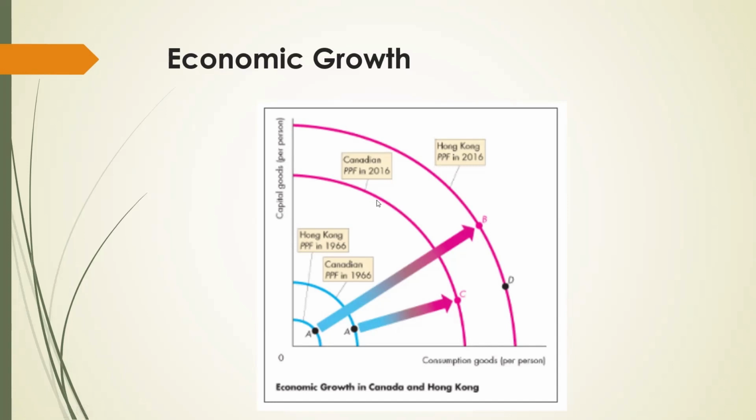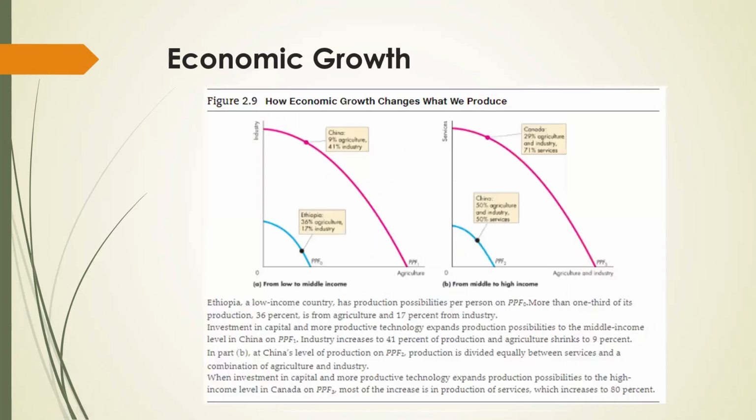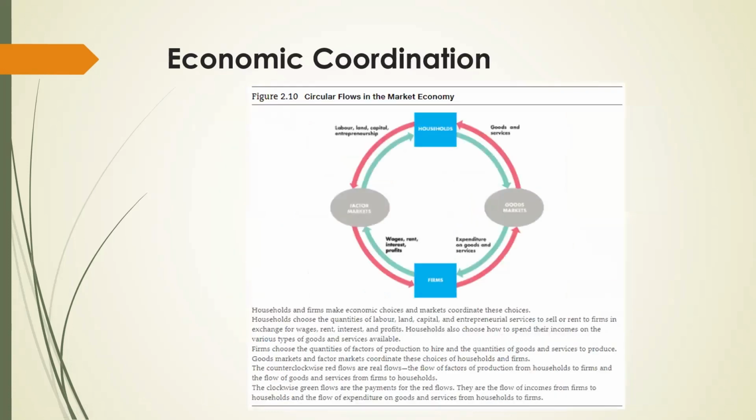As I showed before, if there's economic growth, the PPF shifts out like that. And then to introduce the circular flow diagram, this is how the economy works.